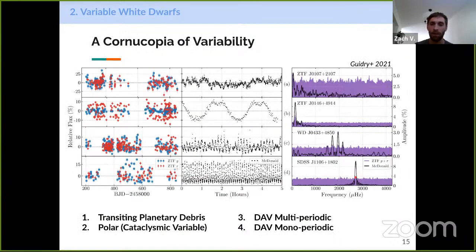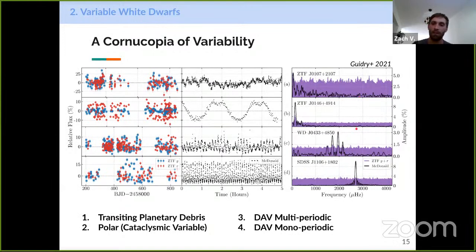And here's a little taste of some of the objects we find after we first apply these metrics to the Gaia and ZTF photometry, and then followed them up with observations from McDonald Observatory at high cadence to actually resolve what the variability is. So on the left is all the ZTF data for these objects spanning about 2 years. In the middle is the McDonald photometry. And on the right are the periodograms for each object and each data set. Purple is for the ZTF data, black is for the McDonald data.